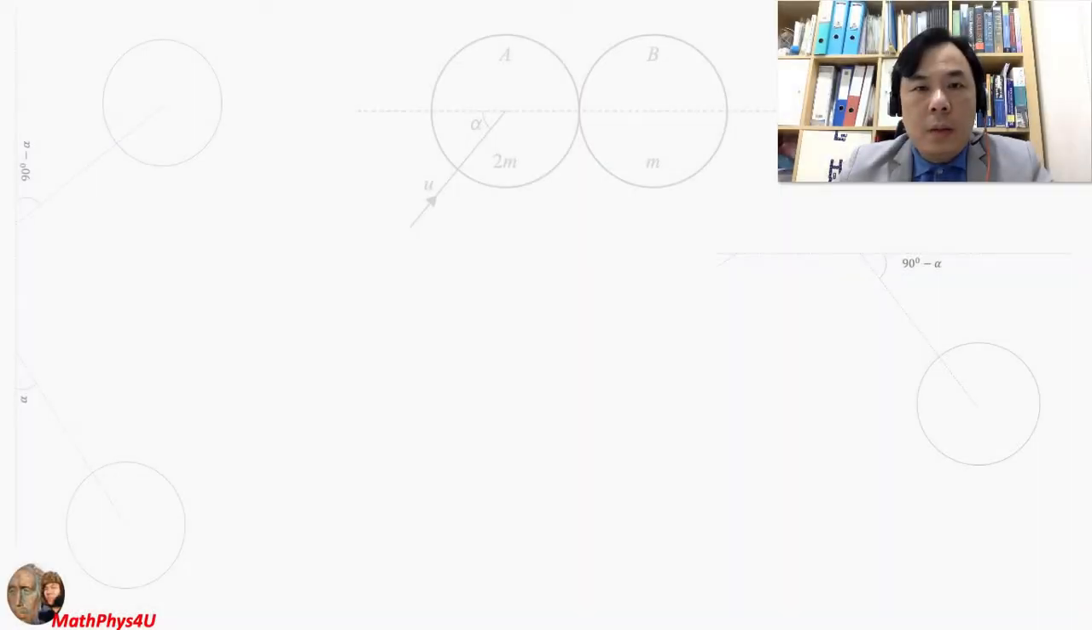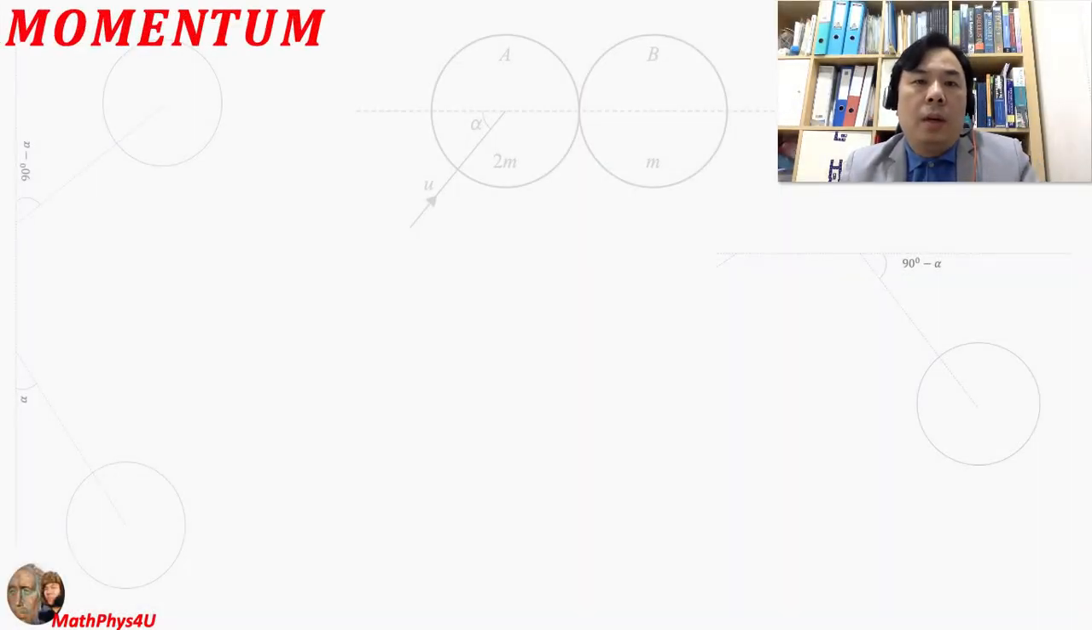All right, next we're going to continue on with the next objective. Previously, we have successfully recapped impulse and momentum. Now we're going to further proceed on with the second objective, or the second and third objective.